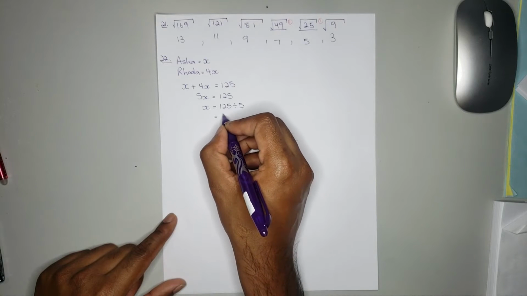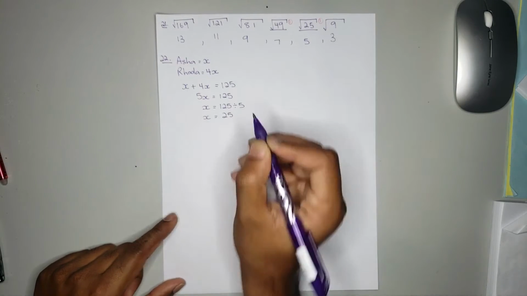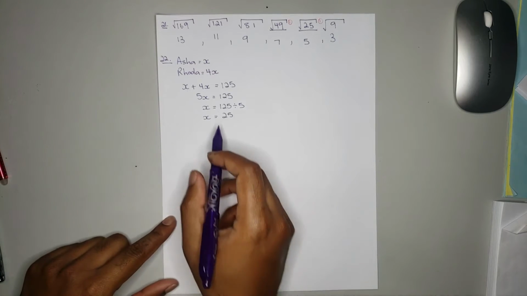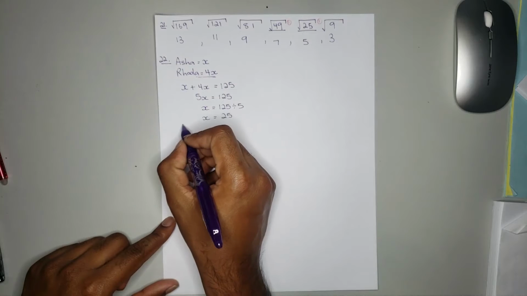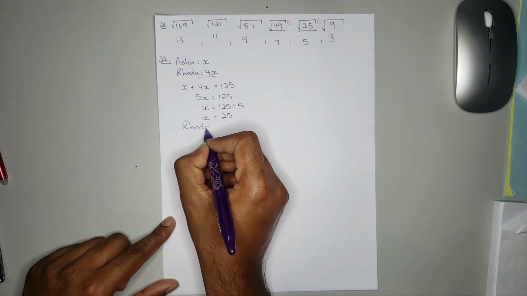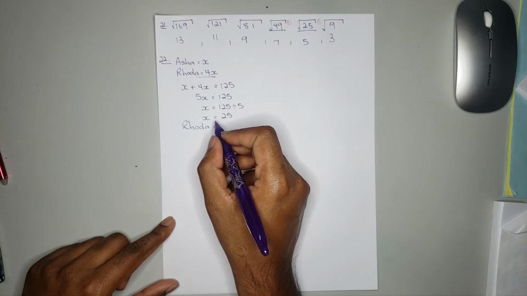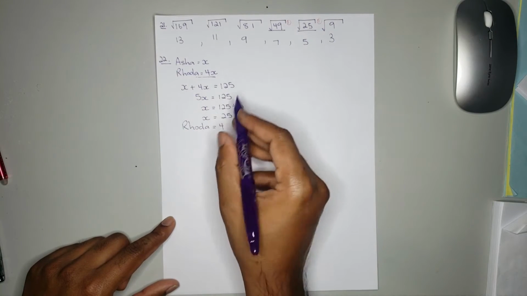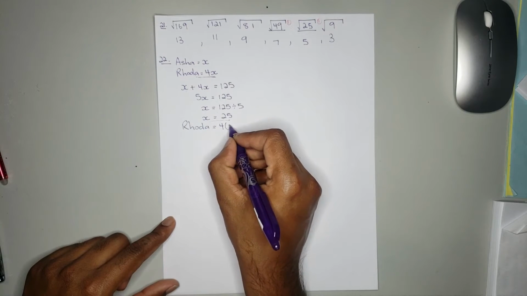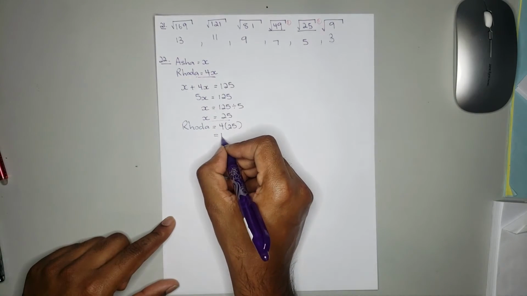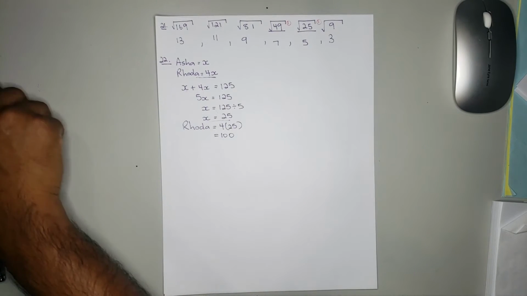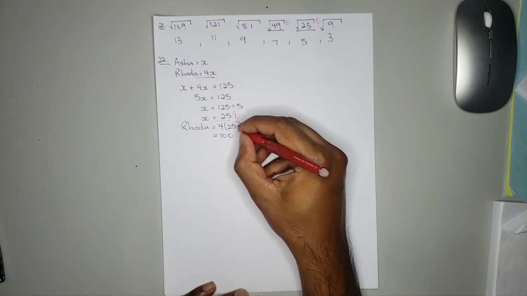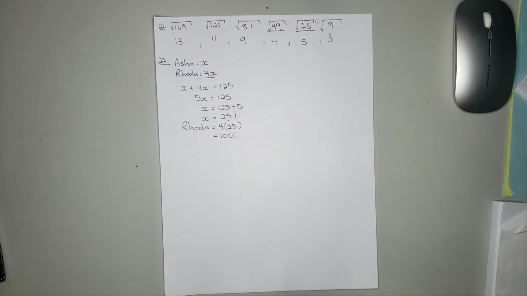To find out what the value of x is, you take 125 divided by 5, and you will get 25. So x is equal to 25. Now, to calculate how many roses Rhoda bought, Rhoda was representing 4x, so that is 4 multiplied by 25, which is equal to 100. You'll get 1 mark for finding 25, and 1 mark for getting the correct answer, which is 100.